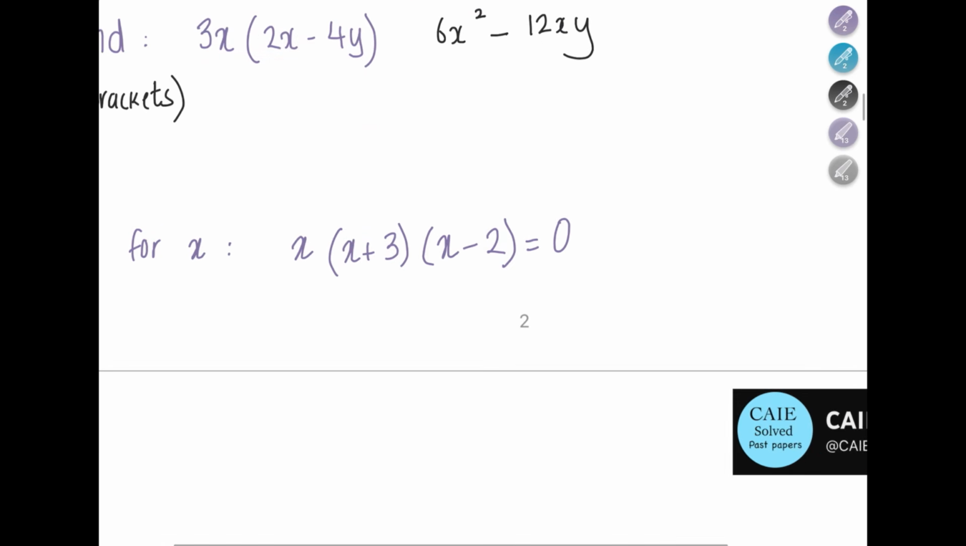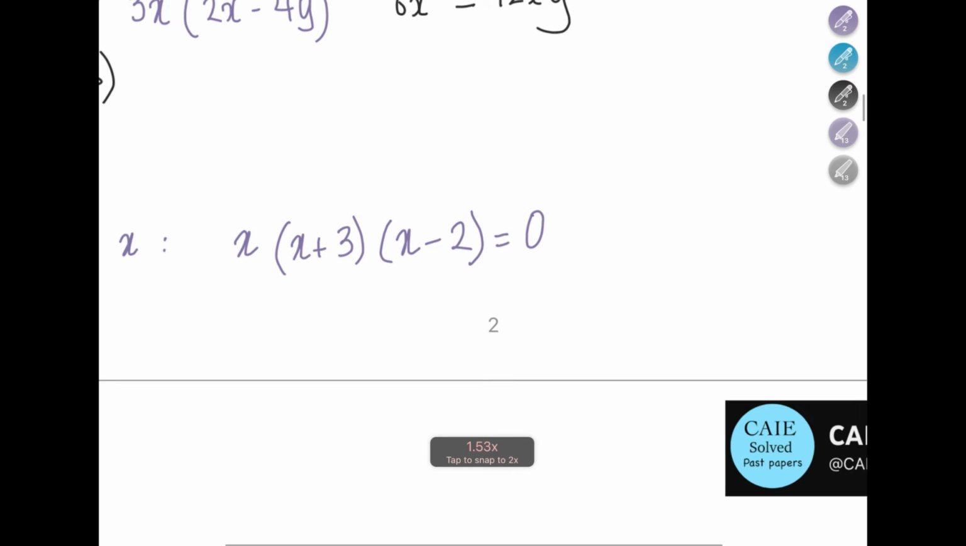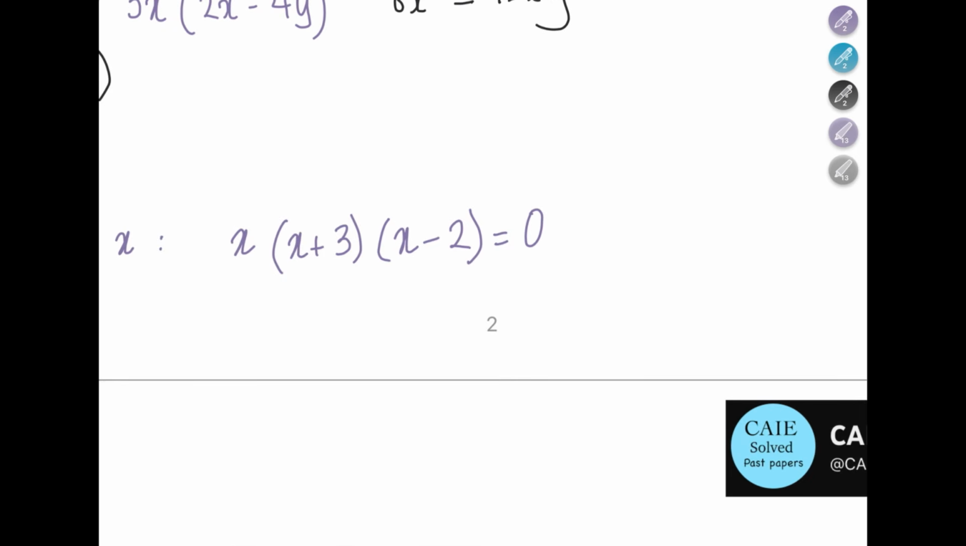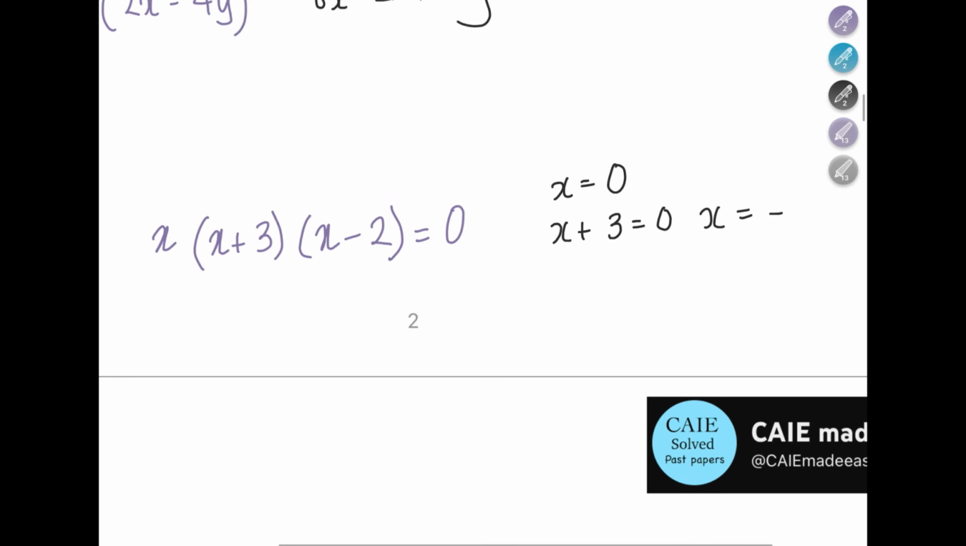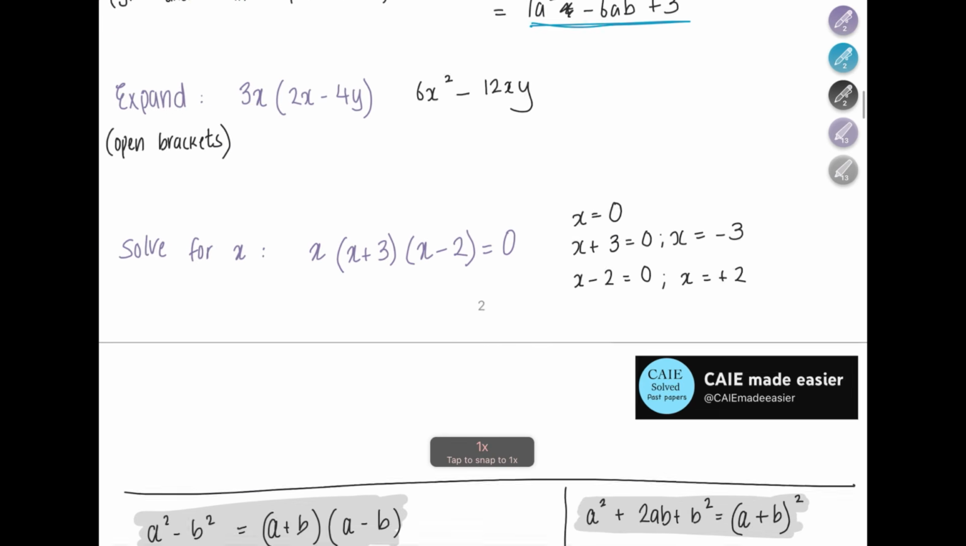Now, in this question, you have this equation and you're supposed to solve for x. Solve for x means to find the value of x. Now here we have x, x plus 3, and x minus 2. We can divide this into 3 parts. First, we can say x equals 0. Then we can say x plus 3 equals 0. So that means x is going to be minus 3. And then x minus 2 equals 0. That will make x equal to plus 2. So these are three values of x.